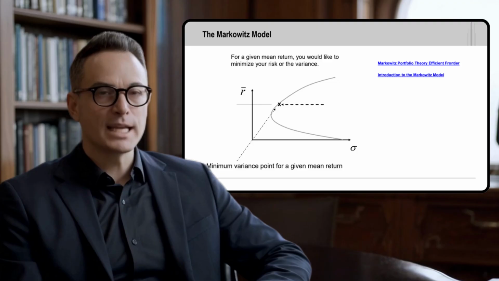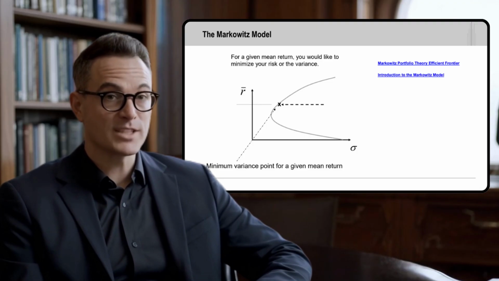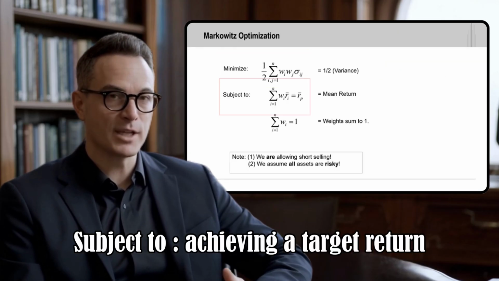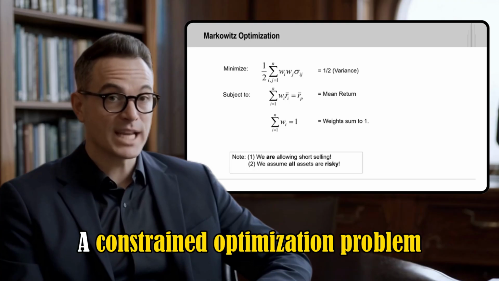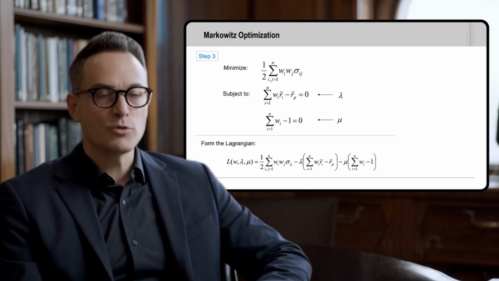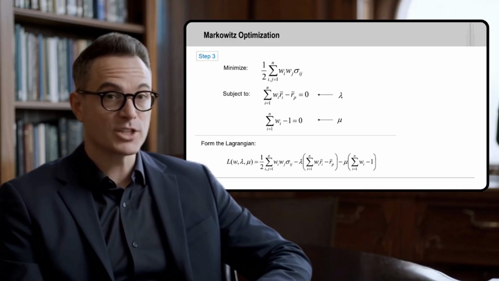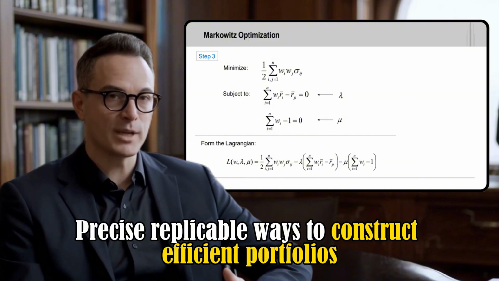This is the big idea introduced by Harry Markowitz. Use mathematical optimization to find the best possible mix of assets. The goal: minimize portfolio variance subject to achieving a target return, ensuring all weights sum to 1. Mathematically, it becomes a constrained optimization problem using Lagrange multipliers. Now we walk through the full optimization logic, from setting up the objective and constraints to forming the Lagrangian and solving the first-order conditions. This math might feel abstract, but it gives us precise, replicable ways to construct efficient portfolios.